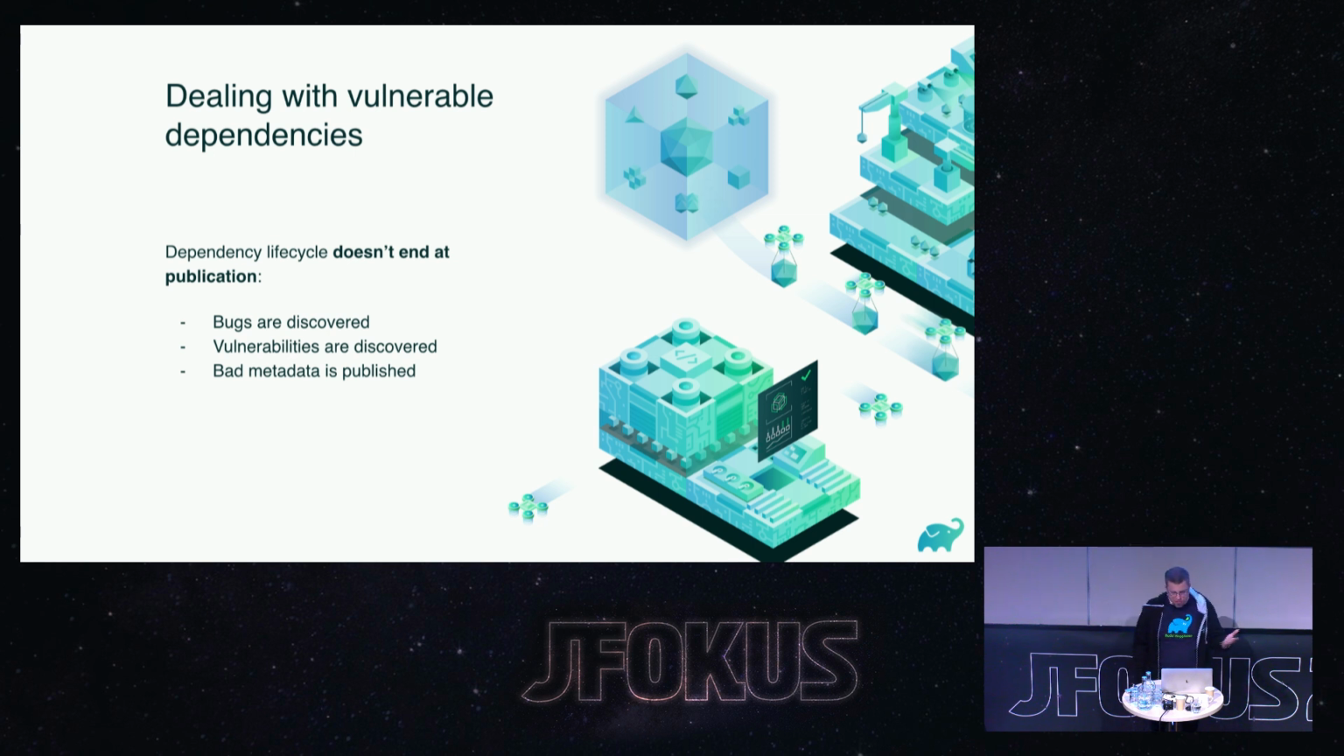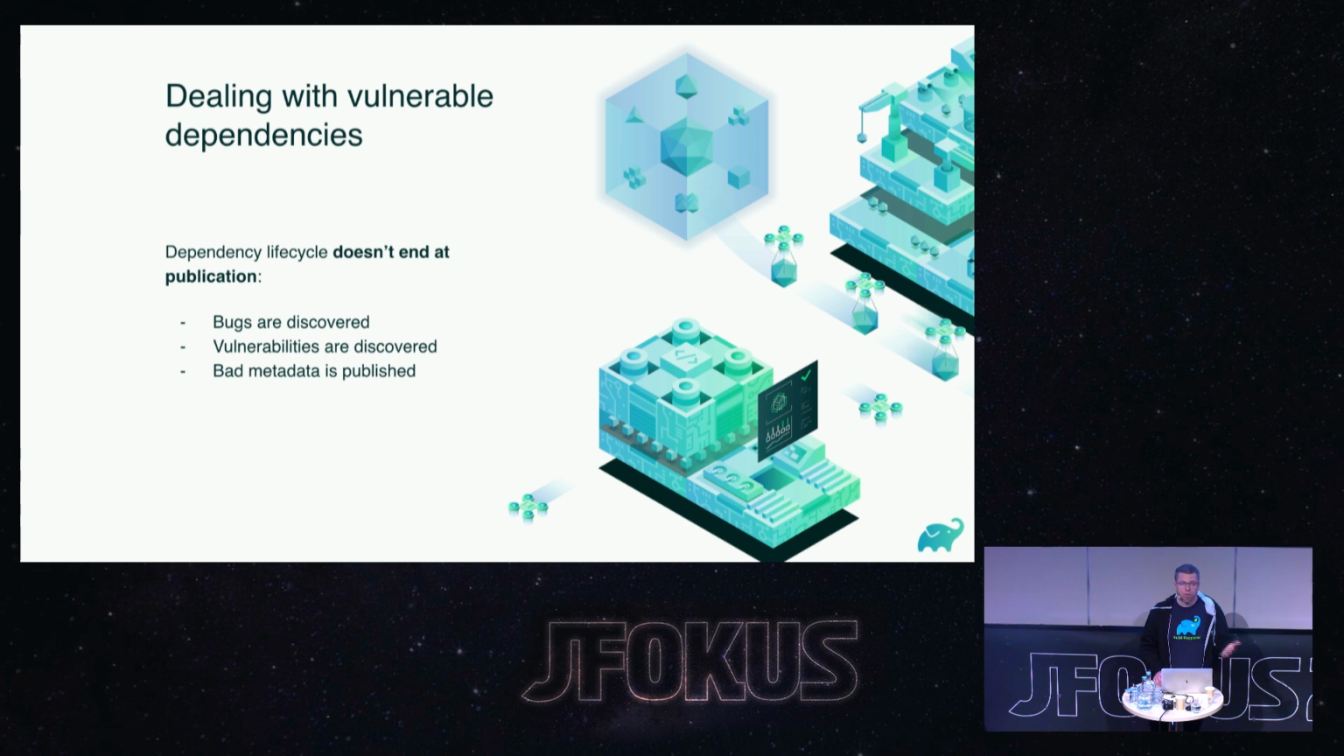Now, we've looked at a number of things, but when you think about dependencies, one of the main aspects of dependency is that their life cycle doesn't end at publication time. You discover bugs. Sure, then you do a bug fix release. Can you let people know that they should upgrade? Another problem is somebody actually figures out a security vulnerability in the dependency. What can you do then?